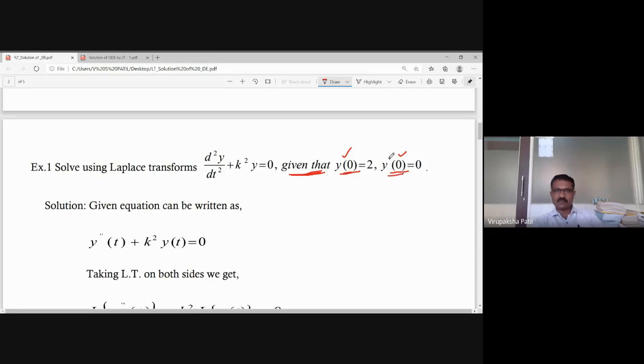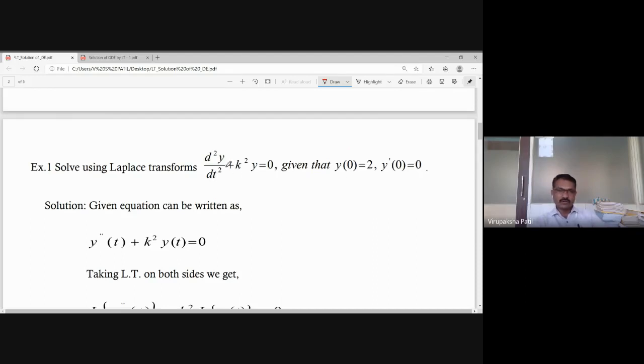As and when applicable, we are going to use these. One hint I will give here: if it is second order, definitely they will give these two conditions. If it is first order, they will give only this condition, not the other. If it is third order, along with these two conditions, they will give one more condition, that is y double dash at t equal to 0. This you should remember. Once they have given this equation with the initial conditions, this differential equation is called an IVP, that is, an initial value problem.